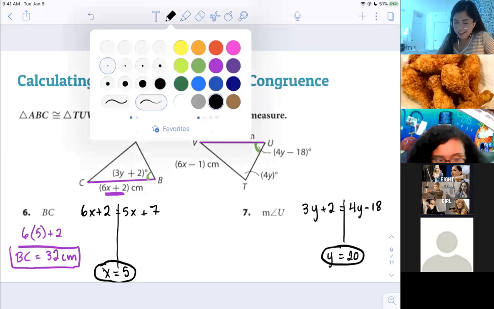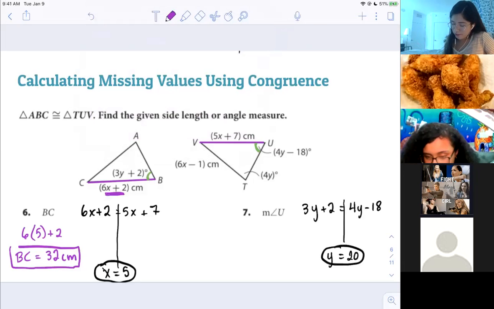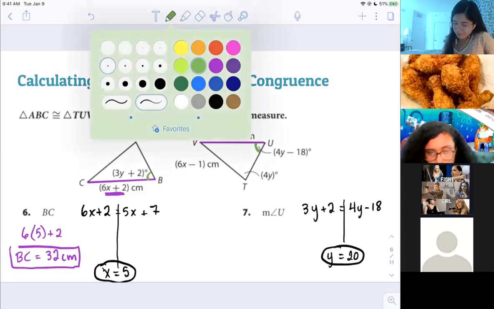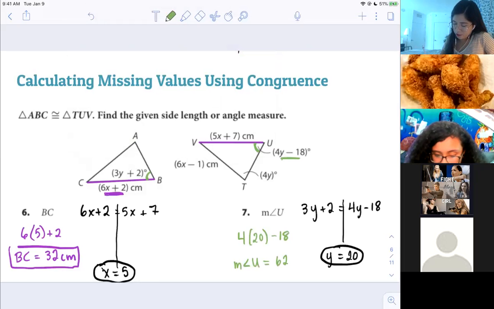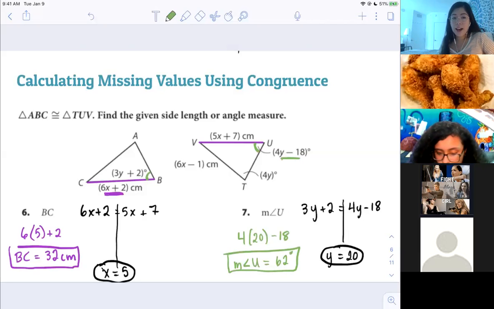And then what do I do with that 20? You plug it back in. So 4 times 20 minus 18, do the math, what do you get? 62. Good job. 62 degrees. All right, so that is that. Any questions on how to set up the equations and solve?